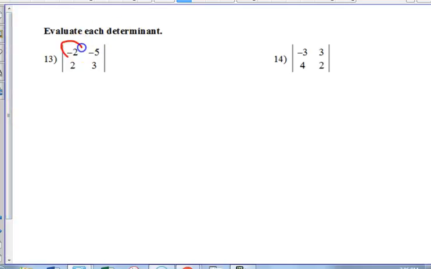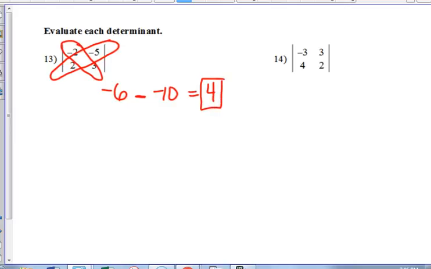Go this way. What do you get? Negative 6. Go the other way. Multiply, you get negative 10. And what do you do with them? Subtract. So this becomes 4. That's it. The determinant is 4.